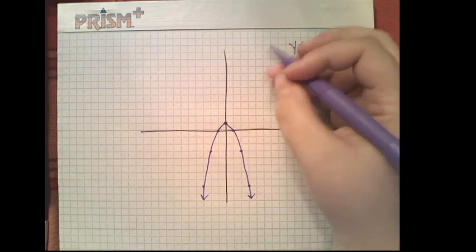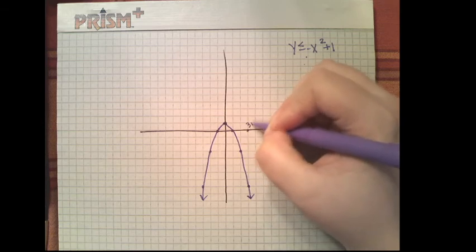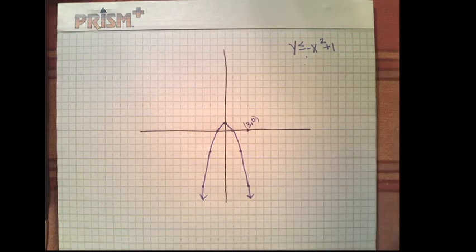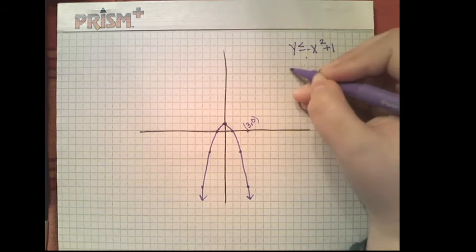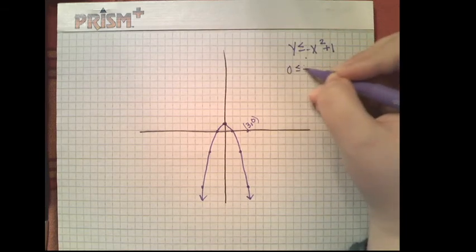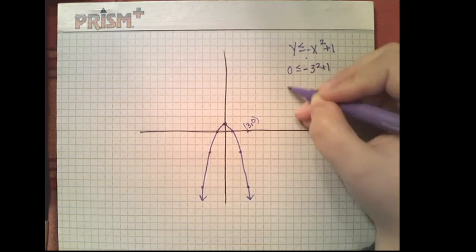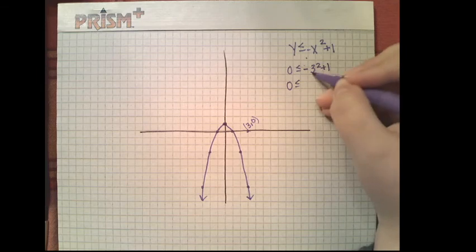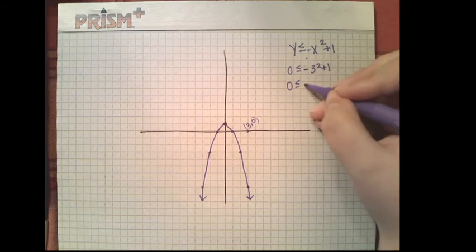And now we pick a test point. I'm just going to use the point 3, 0 again, because it's nice and away from that parabola. So plug in: y is 0, negative 3 squared plus 1. So 3 squared is 9, make it negative. Negative 9 plus 1, negative 8.